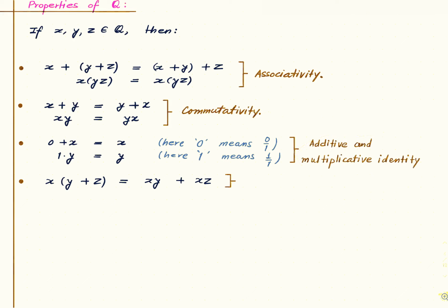All right. And now you have distributivity. So you multiply x with the sum of y and z, which is the same as multiplying x and y, multiplying x and z, and adding them. This is called distributivity.